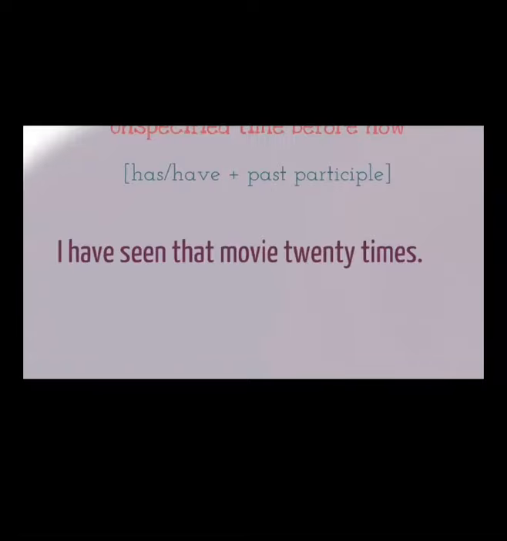Okay, so here we have one example of that unspecified time before now. So here it says, I have seen that movie 20 times. Okay, as you see, we can underline, we have, and then the past participle of the verb see, that is seen. Entonces tenemos have y el pasado participio del verbo see. ¿Ok? Que en este caso sería seen.